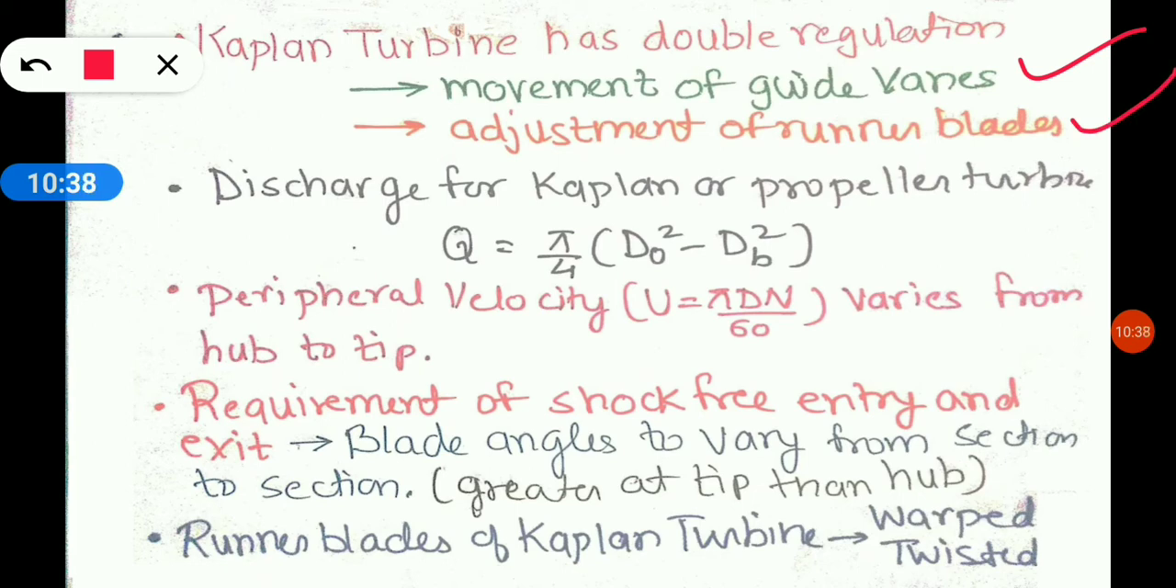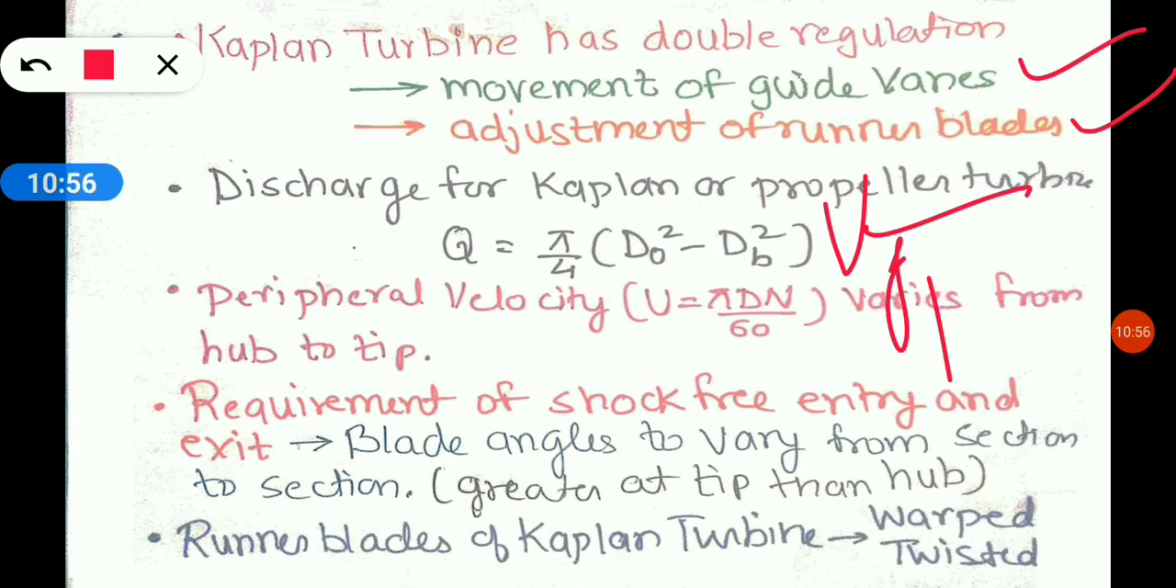Now how to get the discharge? Discharge of a Kaplan turbine is obtained by this formula: pi by 4 into (Do square minus Db square) into Vf1. This is the formula. Vf1 is the flow velocity at inlet. Peripheral velocity is pi D N by 60, which is constant.